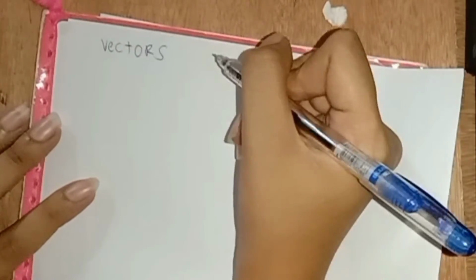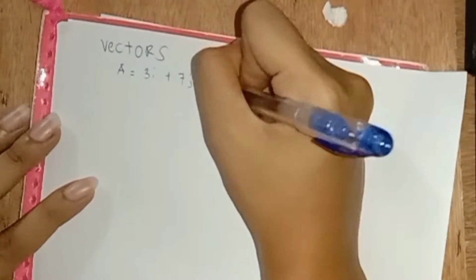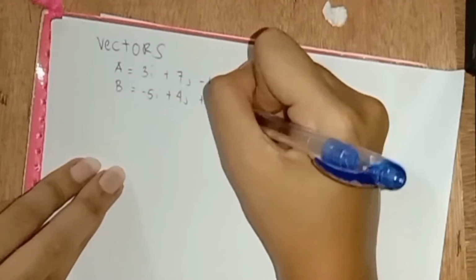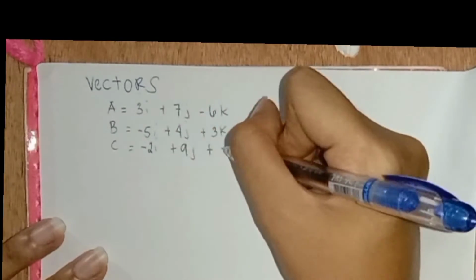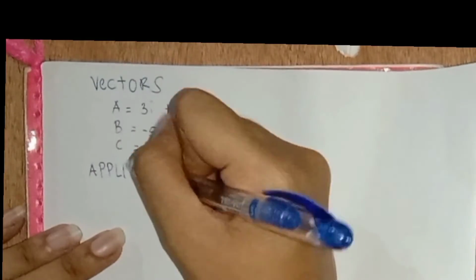So we have the given vectors and their components. For vector A, we have 3i plus 7j minus 6k. Vector B, negative 5i plus 4j plus 3k. C is equal to negative 2i plus 9j plus 9k.